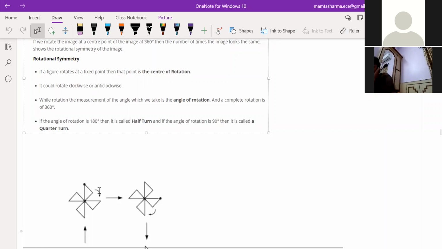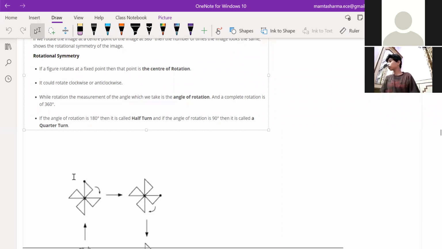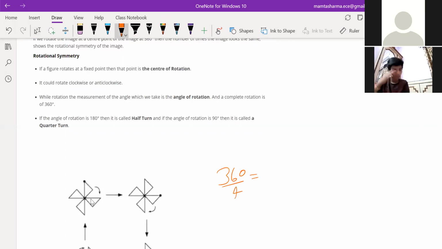So now how will you rotate it? If I rotate it, by what angle can you rotate it? For that you need to find the angle of rotation. The angle of rotation can be found using the total angle, 360 degrees. How many symmetrical parts are there? There are 4 symmetrical parts of this windmill. So 360 by 4.